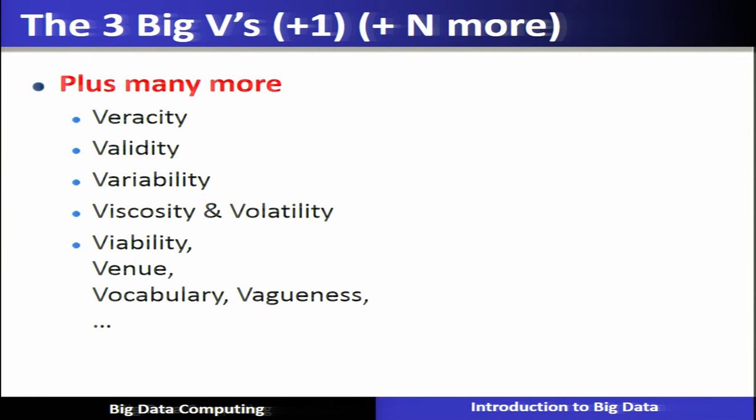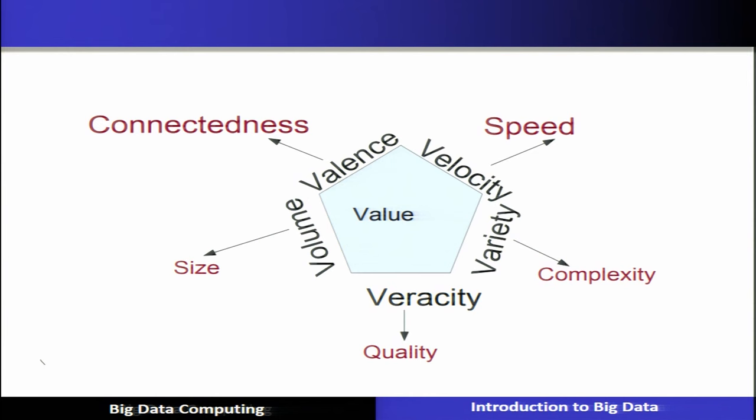Now let us summarize the most important V's, which we will be discussing in this part of the course. The first important characteristic of big data is the volume, which is going to add a dimension, which is called size, in big data.